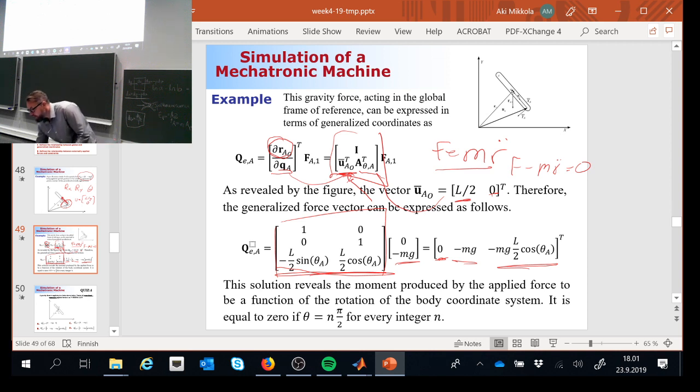Because look, this too is expressed by using global coordinates. How do you know that? Because the vector r double dot consists of two components, and these components are acceleration along the global x and y coordinate axes. So no good for us. We have no use for forces like that. I mean, we have the use, but first we have to convert them to be expressed by using generalized coordinates.